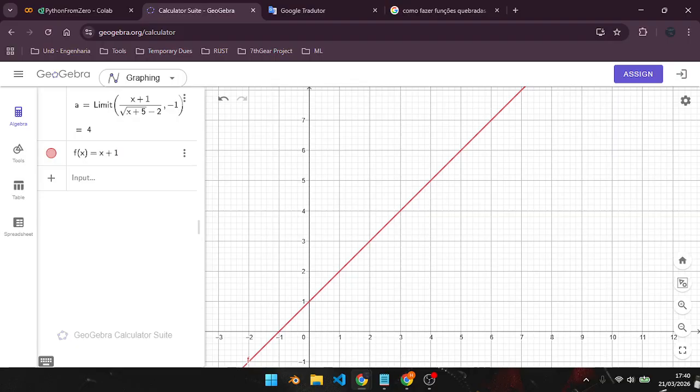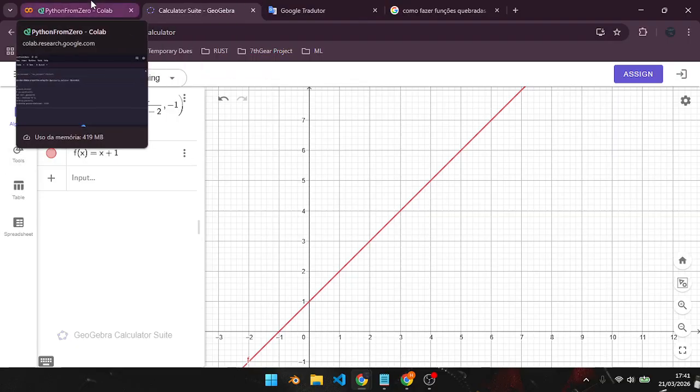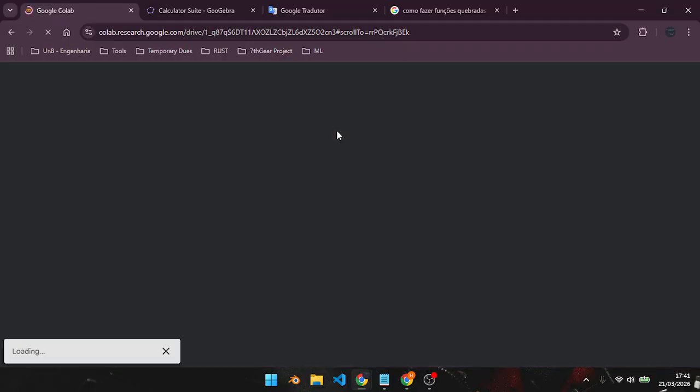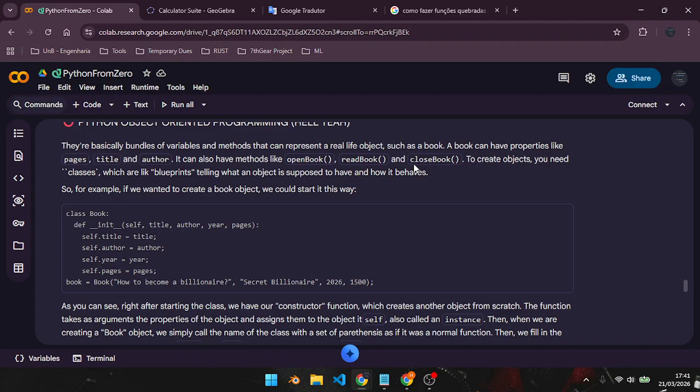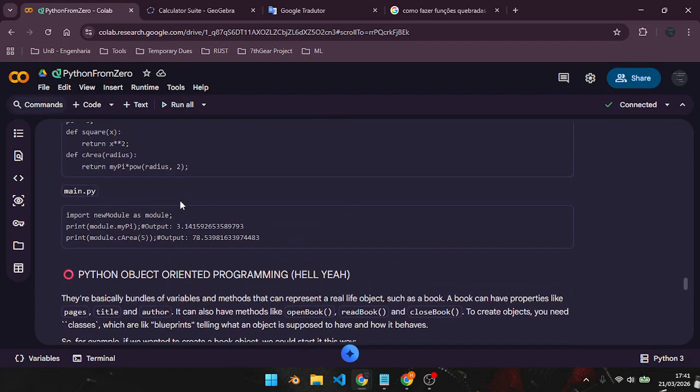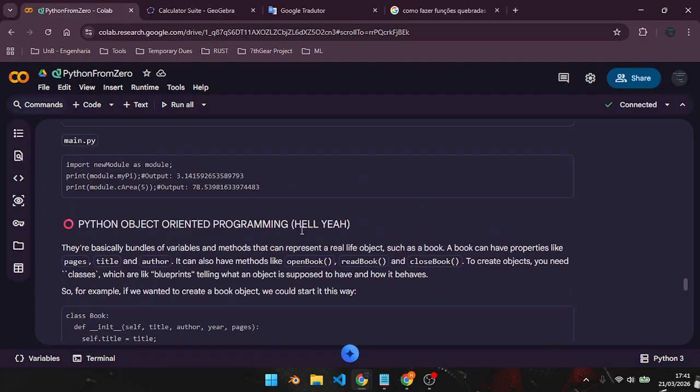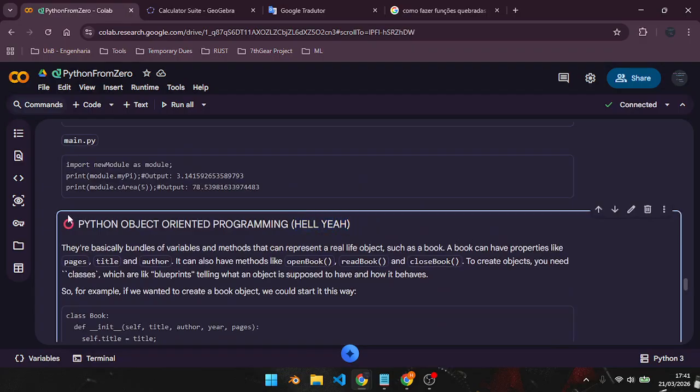And okay, that was limits by rationalizing. And lastly, because my voice is already gone, Python. Now, something very good about Python this week is that I finally learned Python object-oriented programming. I was very excited to learn this. So yeah, I finally did.